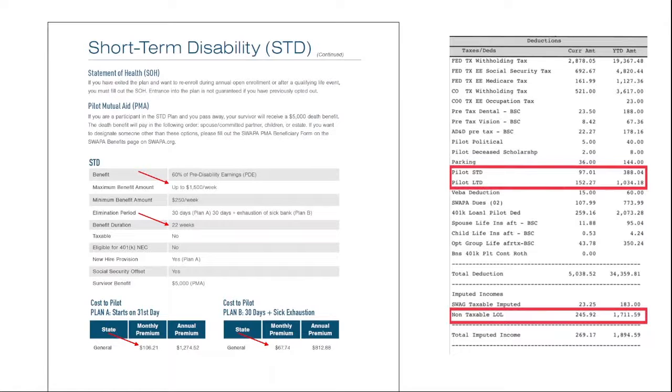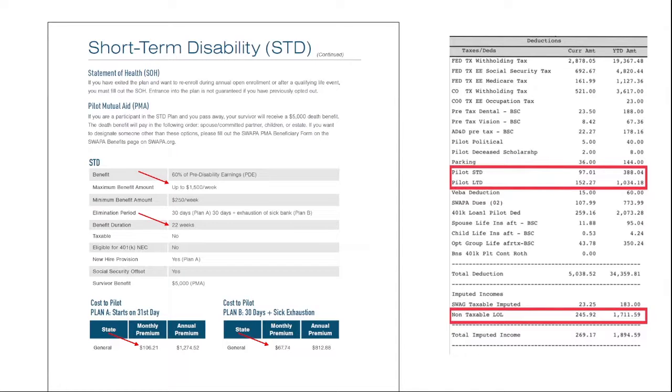So Tony, why don't we start with short-term disability and tell us what the difference between short-term disability plan A is and B. Short-term disability plan A and B has an elimination period of 30 days before anything starts. For A, it's a 30-day elimination period, and then you start at the newly revised $1,500 a week versus the $1,363 currently a week, starting 1 January of 2022. Plan B is a 30-day elimination period plus the exhaustion of your sick bank, and then at which time Plan B benefits would start.